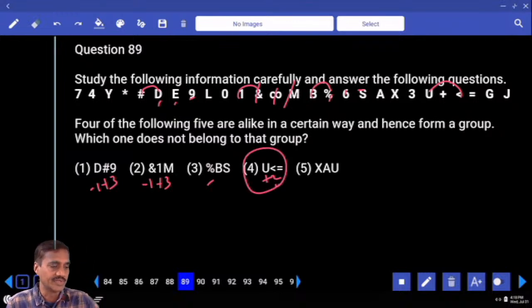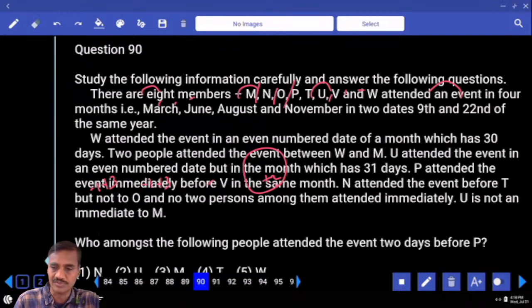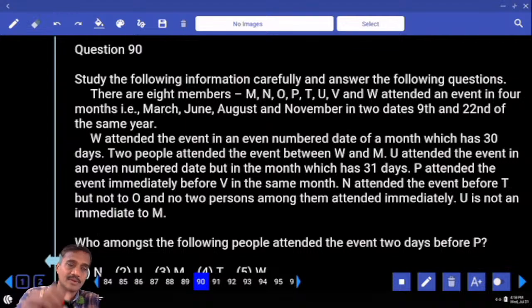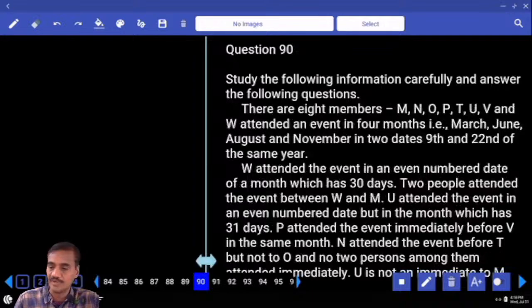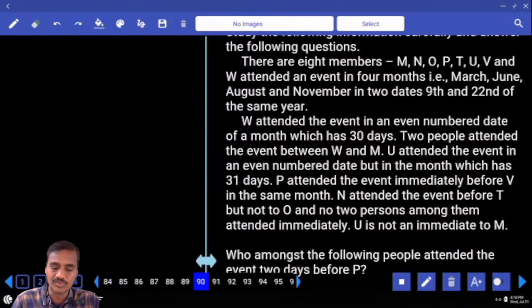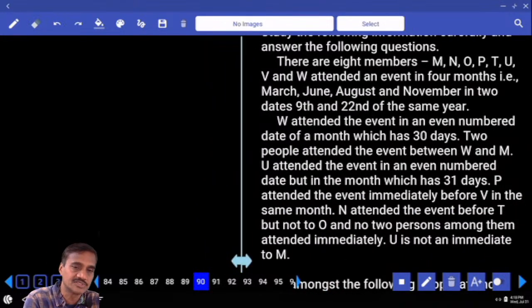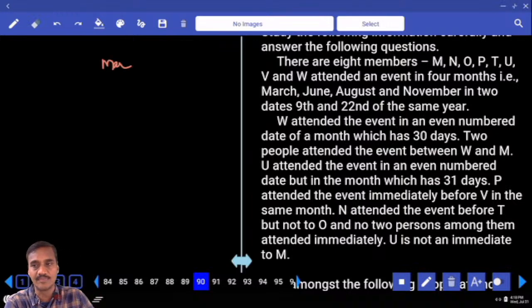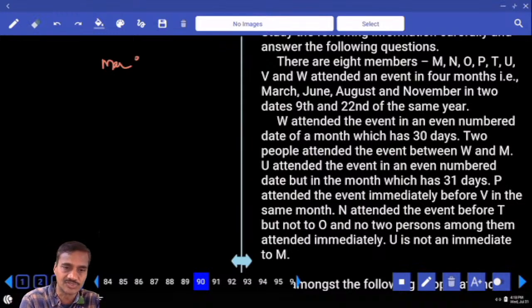Then the next one, 90 onwards, 90 to 94. 8 members attended an event in 4 different months and 2 different dates. My first priority or the second, and definitely under the first priority. And what are the months we have? March, and March dates are 9th and 22nd. March 9, March 22nd, June, August and November.